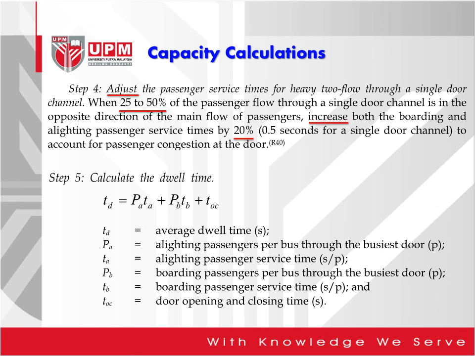We have gone through step 3. In step 3, there are two tables. We use these two tables to determine the values of TA and TB. And TOC is usually constant because it represents the time taken for the door to open and close.